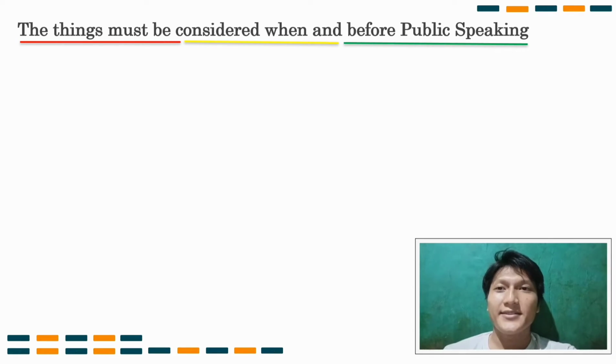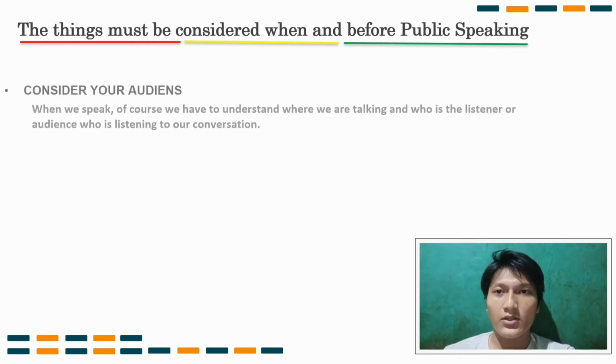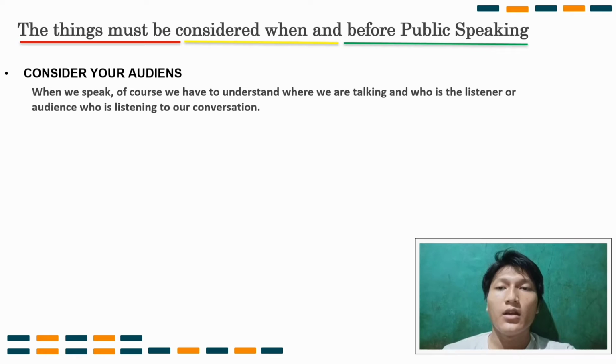On this slide, we want to talk about all the things that must be considered when and before public speaking. 1. Consider your audience. When we speak, of course, we have to understand where we are talking and who is the listener or audience who is listening to our conversation.